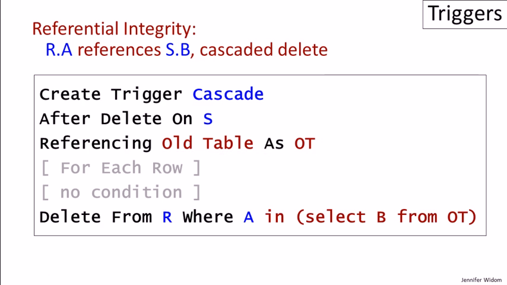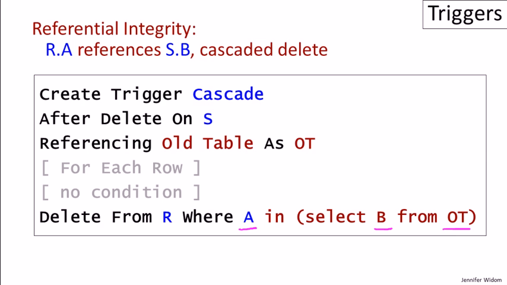The other thing we need to change is the action of the trigger. Instead of matching one tuple at a time, we just look for tuples in R where the A value is among the B values that were deleted from S, and we delete those tuples from R. And that works exactly the same as the row-level version of the trigger.